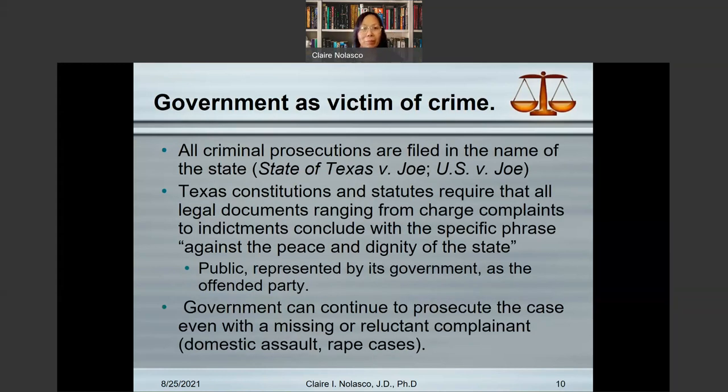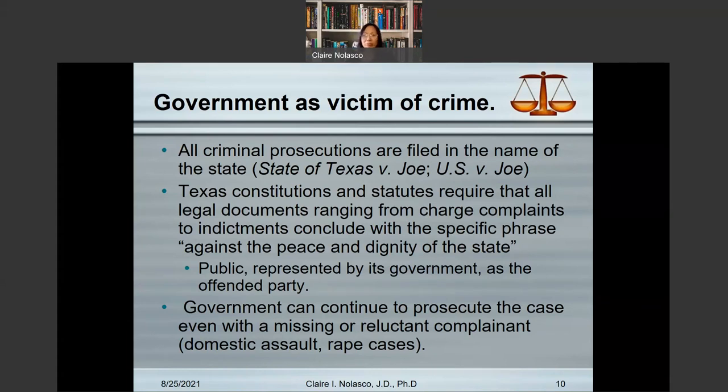The second attribute of crime is that the government is the victim of crime. And you can see this in the charging decisions. So when a prosecutor makes a charge against the offender, or if a case is filed, it's the government of the state or the federal government that is the prosecutor. Okay, so example, State of Texas versus Joe. It's Texas who is the victim of the crime, so it's Texas that's suing. U.S. versus Joe if it's a federal offense.